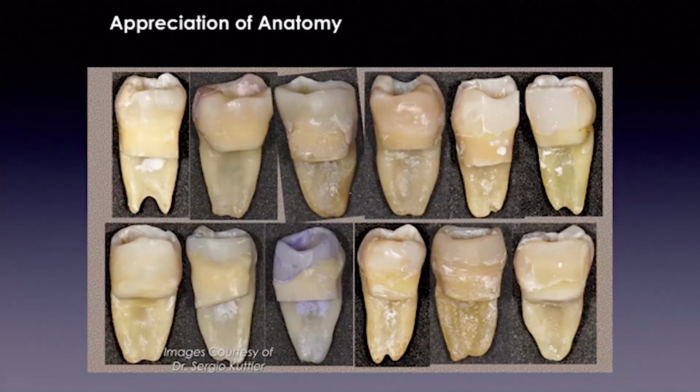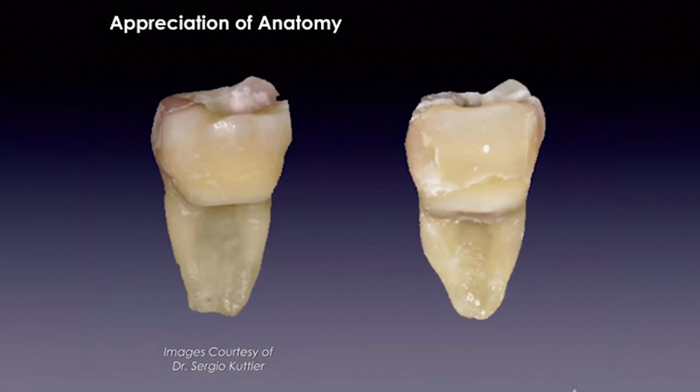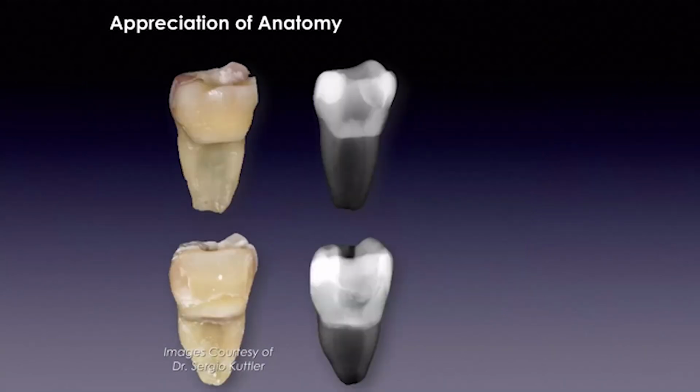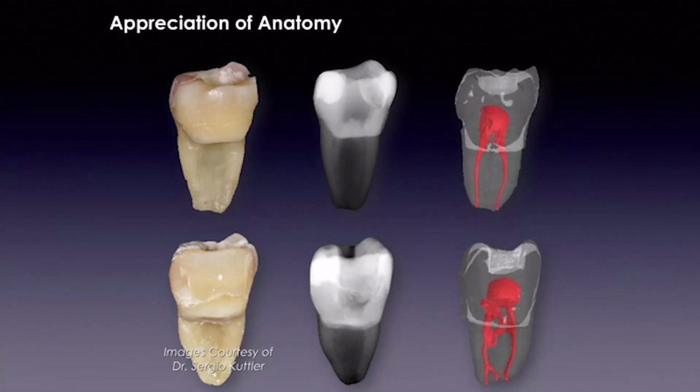This is an article by Sergio Cutler where he took 12 random extracted mandibular molars, cut off the distal root, and then randomly selected 2 of the 12. Took radiographs, and from the radiographs, you can see they look pretty similar. He then did a micro CT scan of each. Look how dramatically different the anatomy is. You can never tell that from the radiograph, but that is what we are facing so often. We cannot possibly know from our instrumentation exactly what we are dealing with.